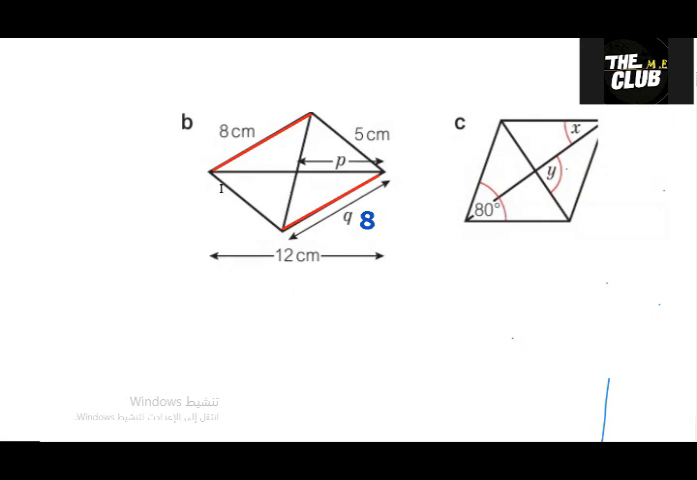Now, let's talk about the P here. We can notice that this line here makes the whole diagonal line, which is 12. And this one is half of this line. So half of 12 is what? Very good. It's 6. So this one is 6 centimeters. We can say that P is half of the 12. So P is 6 centimeters. And this is the idea of question B. Now let's move on to question C.